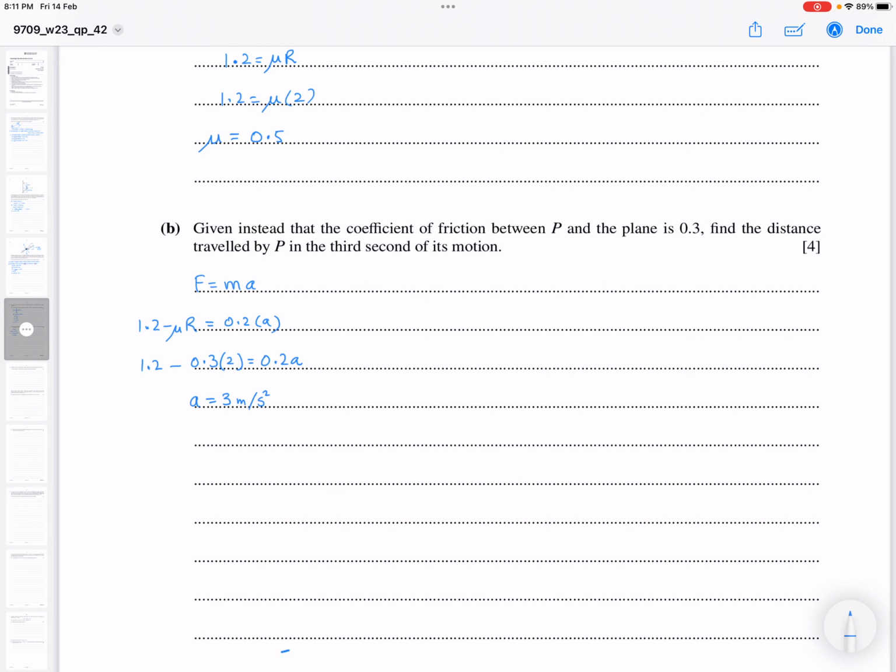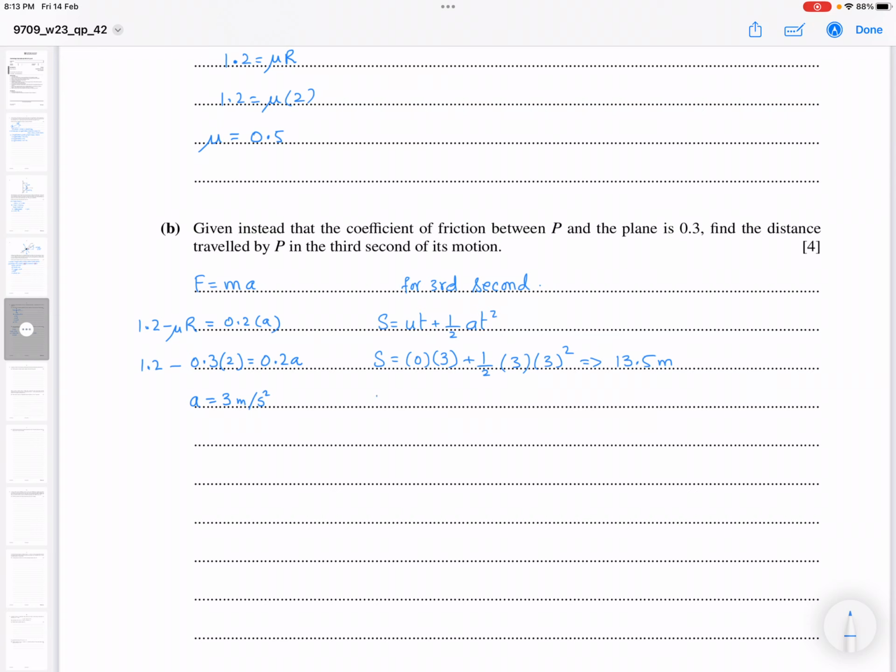Okay, for the third second, let me write it here. I'm going to use the formula s is equal to ut plus half at square. My initial velocity would be 0. My time is 3 because I'm using the third second, plus half, a is my 3, which I just found out, and my t is again 3 square. So when we solve it, I get the value 13.5 meters. In my third second, my distance is this.